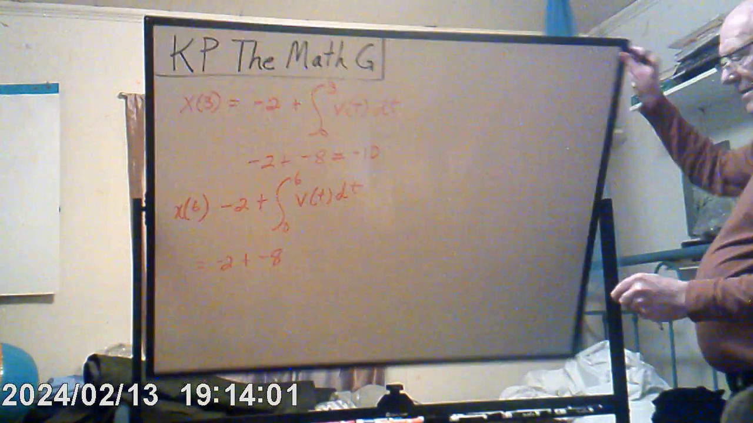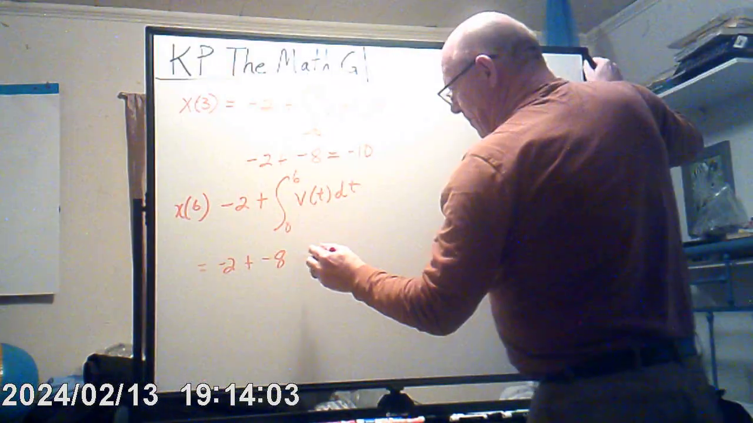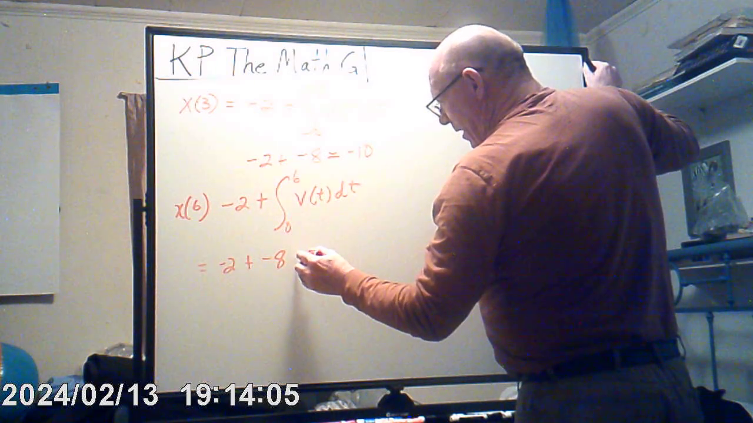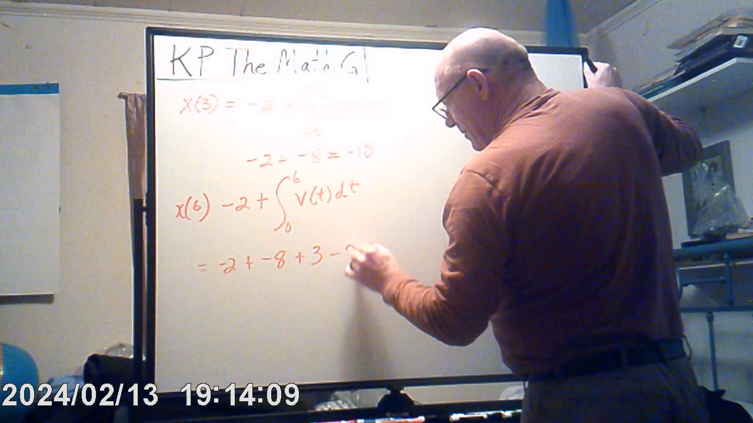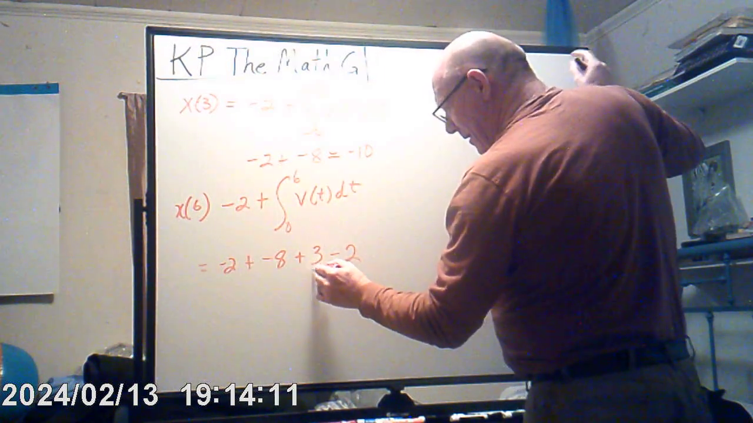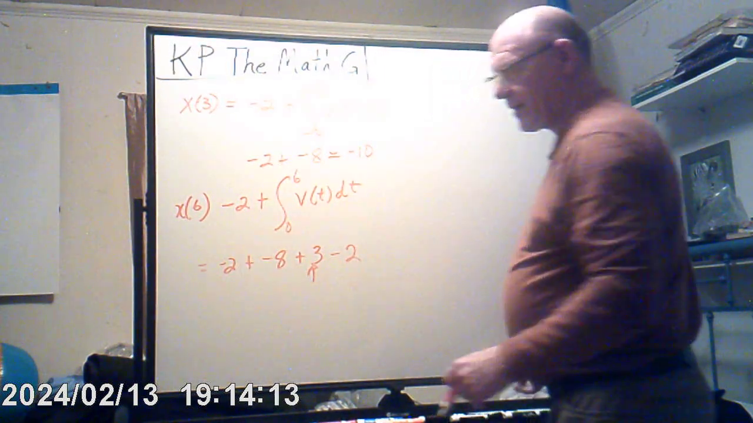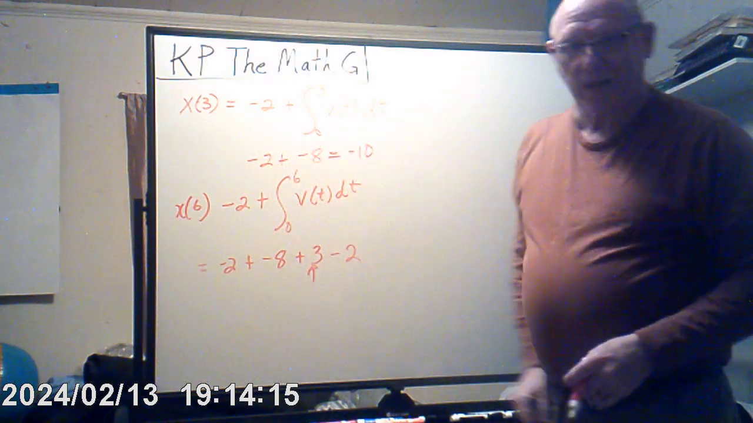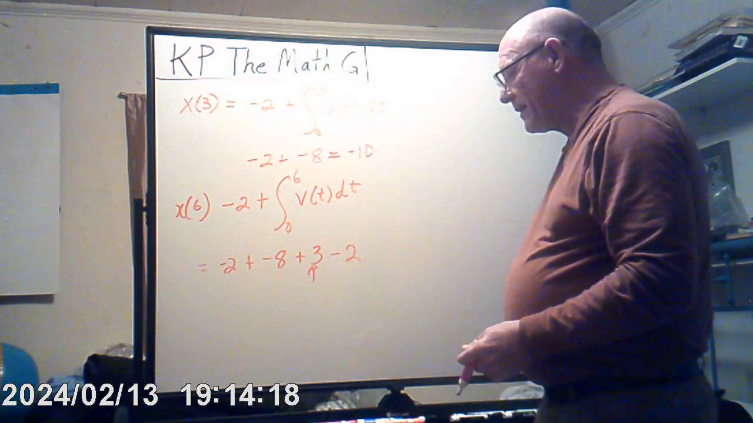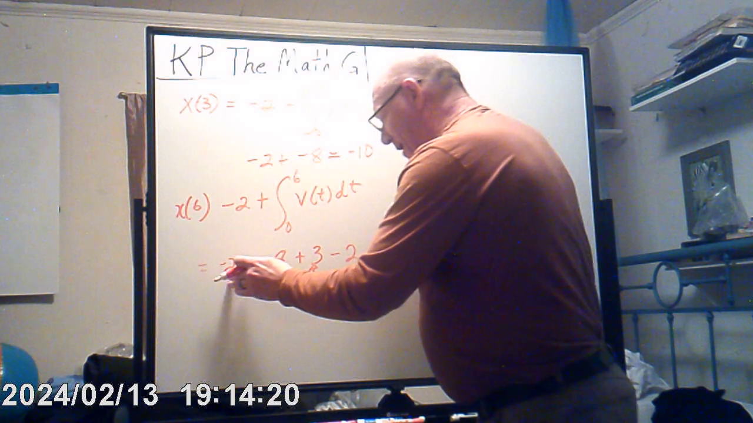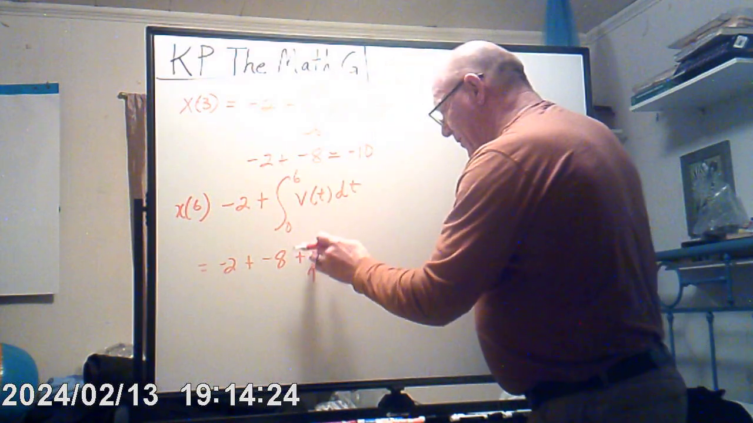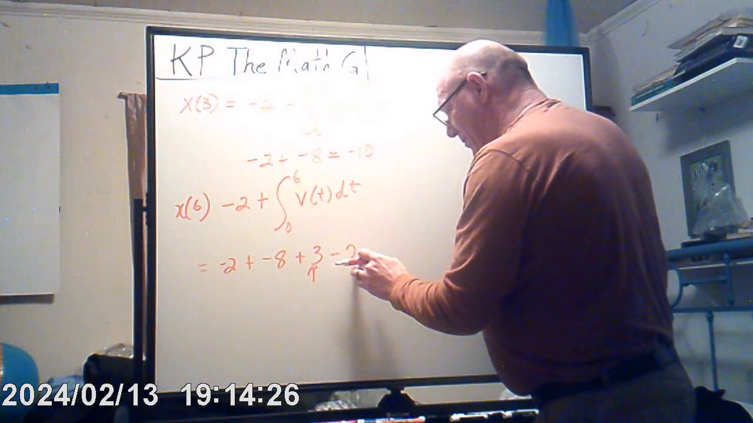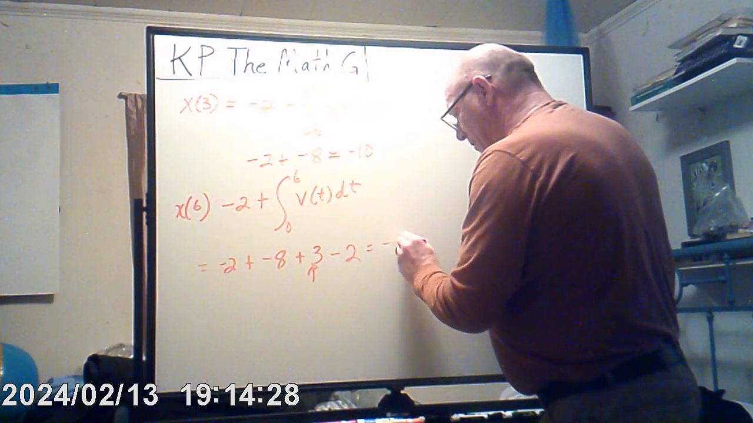Negative 2, negative 8, plus 3, and we got to go all the way through. We got to count this also. We're going all the way from 0 to 6, so we've got to add it all up. Negative 2 plus negative 8 is negative 10. Negative 10 plus 3 is negative 7, and then negative 7 plus negative 2 is negative 9.